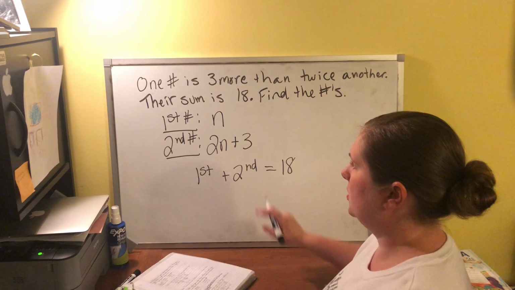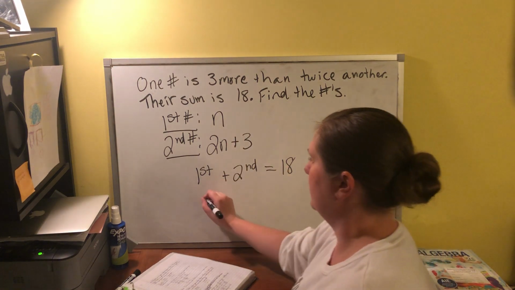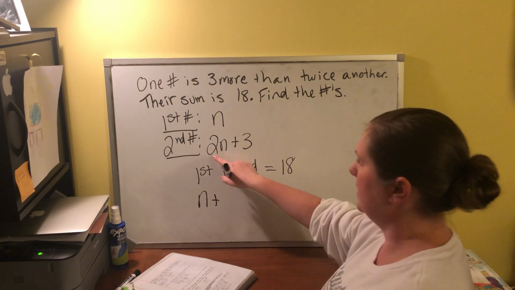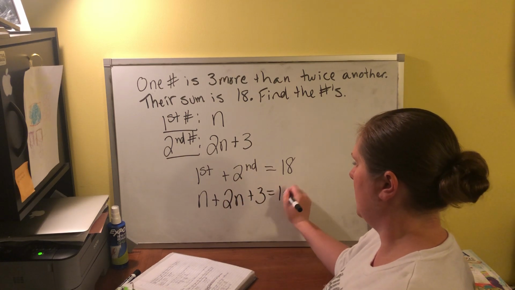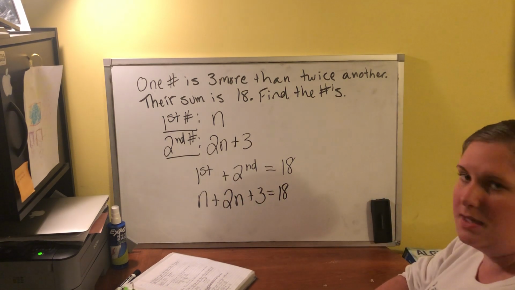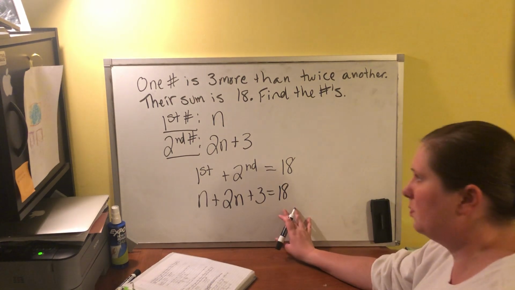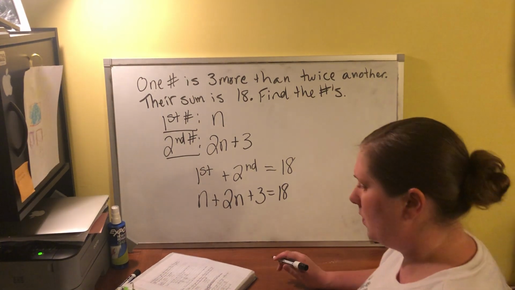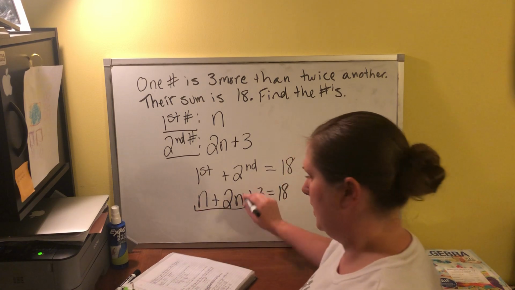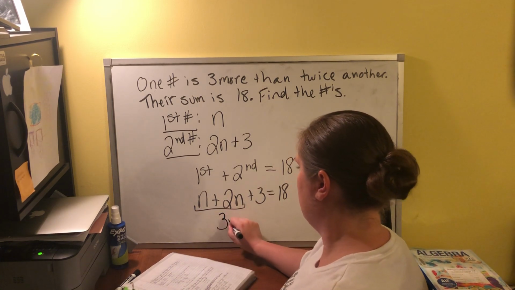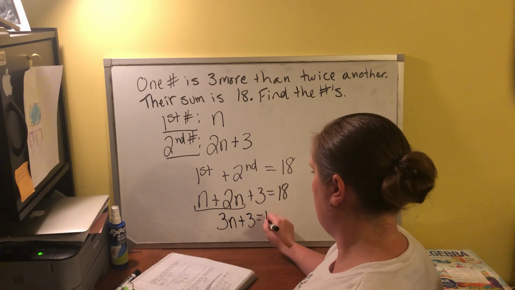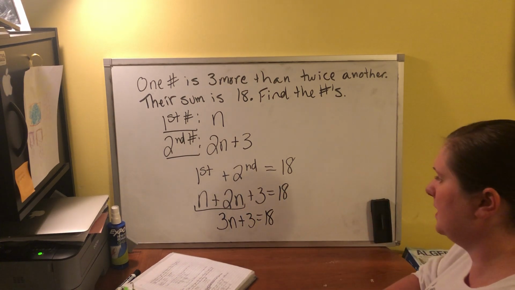Now you need to substitute in what the first number was. The first number was n plus the second number we said was 2n plus 3 is 18. So you have to substitute both of those in. Now we're going to combine like terms. N plus 2n gives us 3n plus 3 is 18.